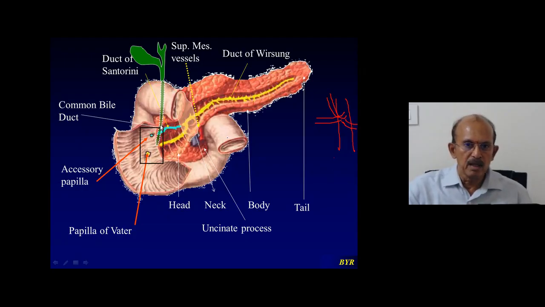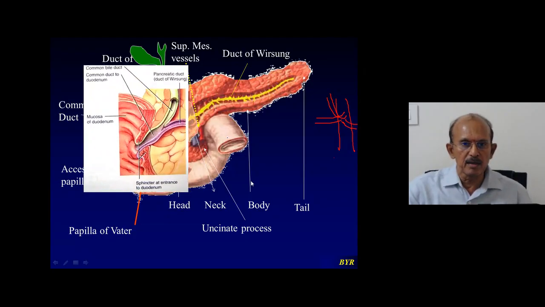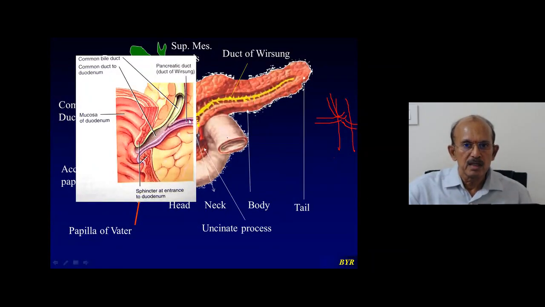Now let us enlarge here and just focus here. This is the terminal part of the pancreatic duct. This is the common bile duct. Both of them join. And the combined part has a small dilatation. So this dilated part is called the ampulla of Vater. And this opens into the papilla of Vater. And this passes obliquely across into the duodenal wall.